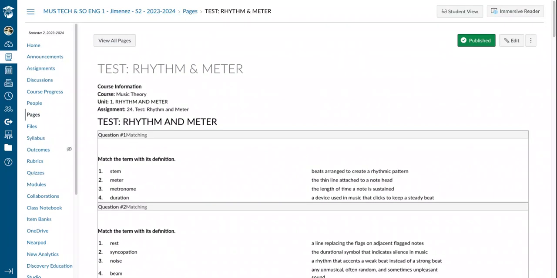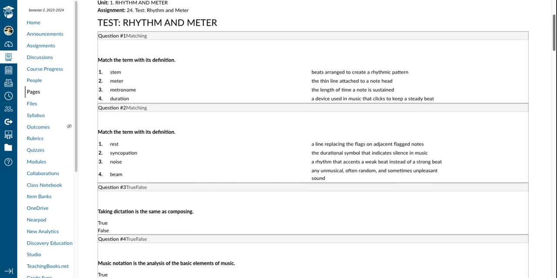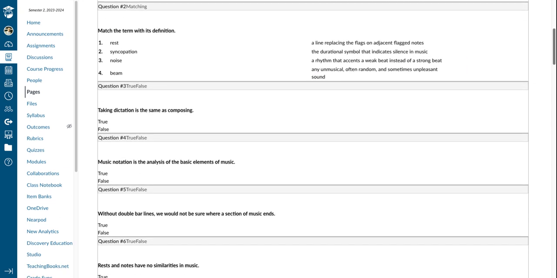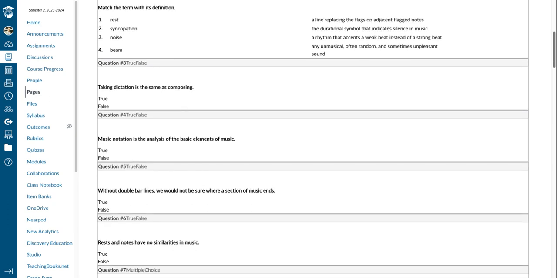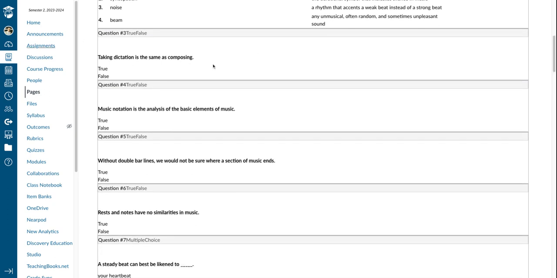All right, so right now, again, we're going over the test on rhythm and meter, and we are on number 3 right now. We're recording on stream. Taking dictation is the same as composing. True or false? The answer to that would be false.